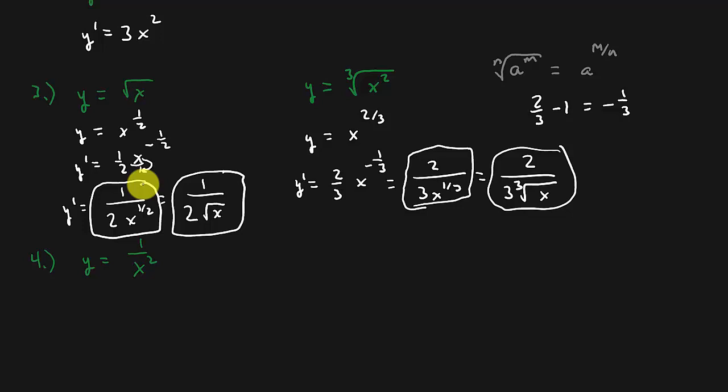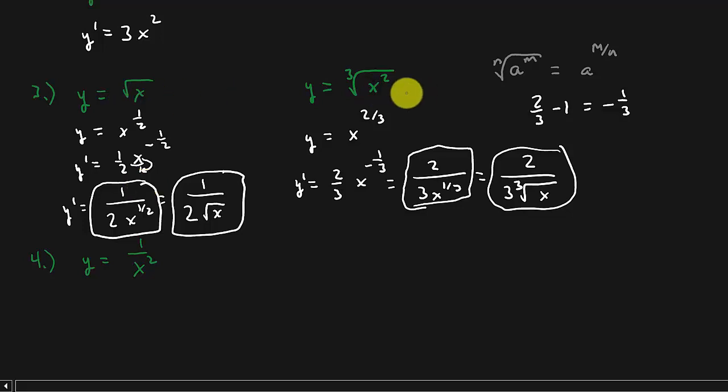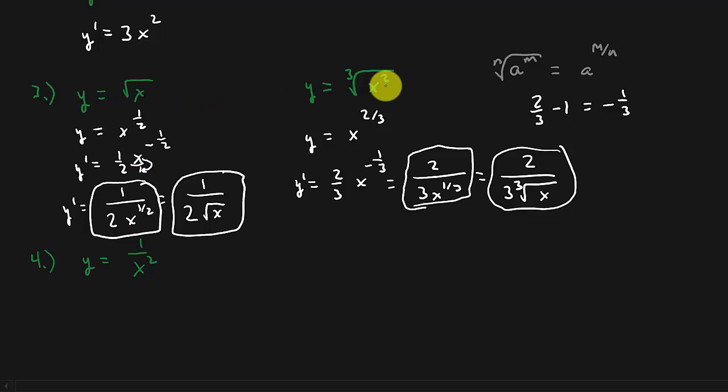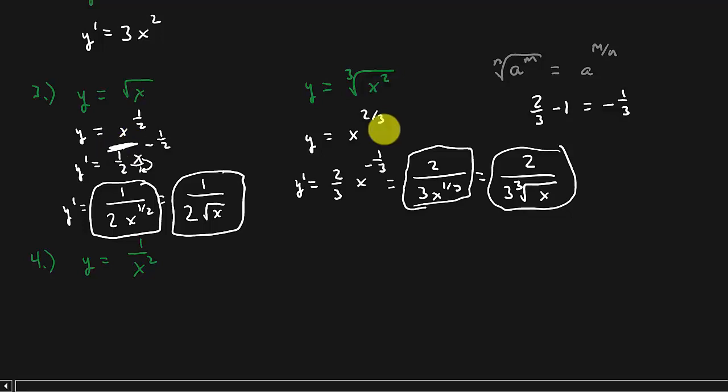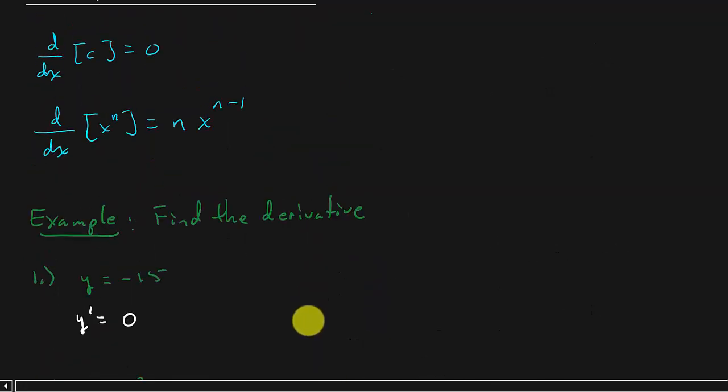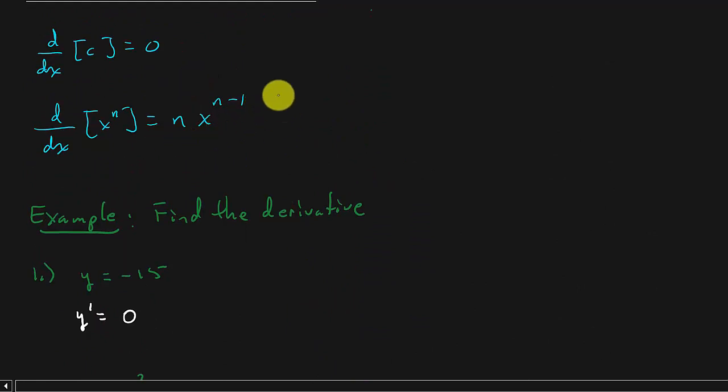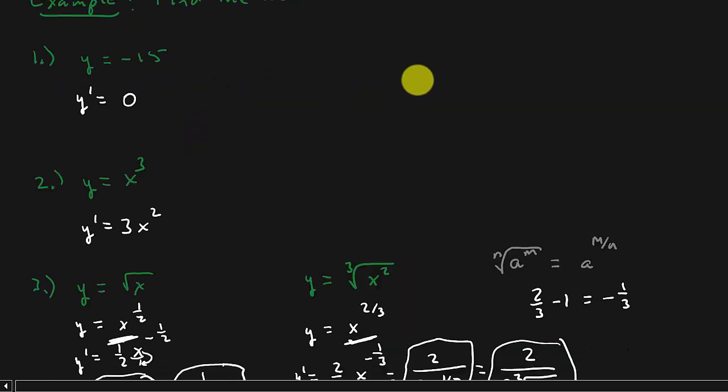So basically what we're doing is we've had two problems here where they didn't give us x raised to a power. They wrote it as radicals. And what did we do? We changed it to where it was x raised to a power, and then that allowed us to use this power rule here to find the derivative.